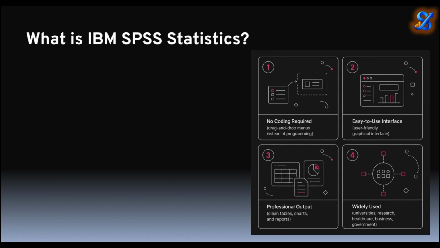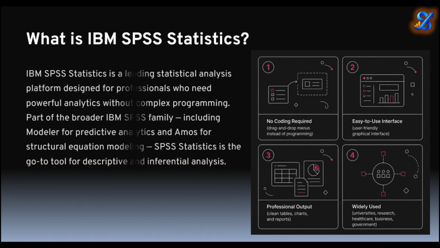Our first question is, what is SPSS? SPSS Statistics software is one of the products from the SPSS family. Basically, the SPSS family consists of three software packages: IBM SPSS Statistics, IBM SPSS Modeler, and IBM SPSS Amos. Today we are going to focus only on IBM SPSS Statistics software.